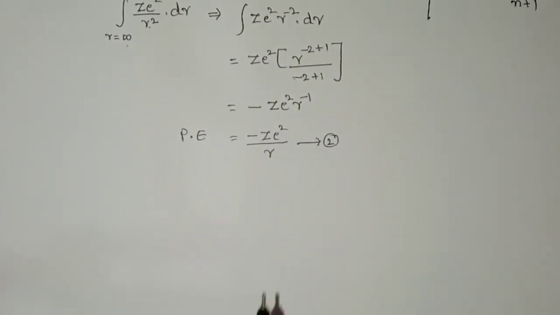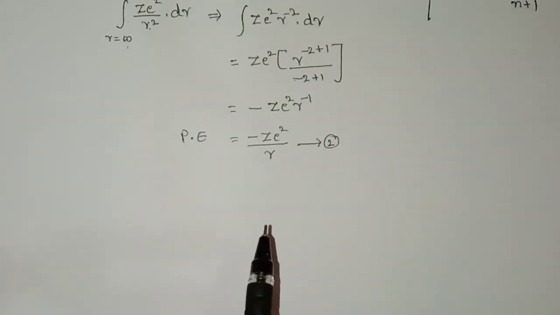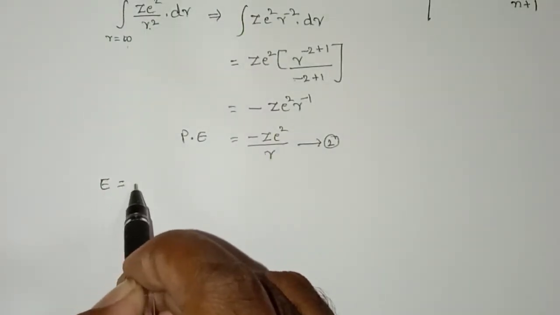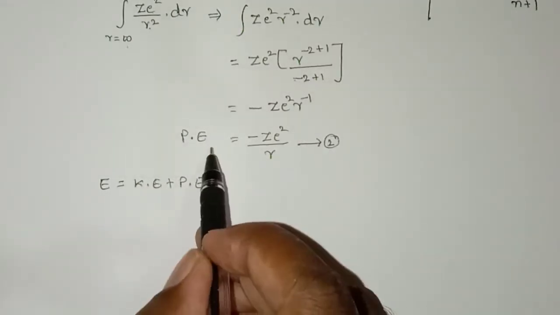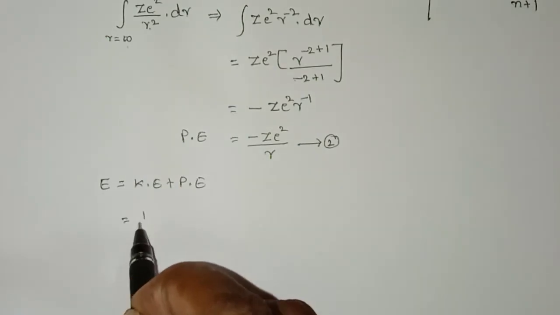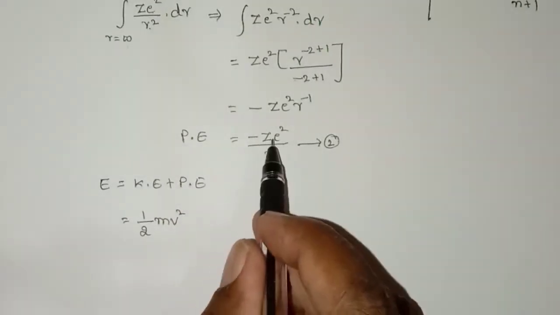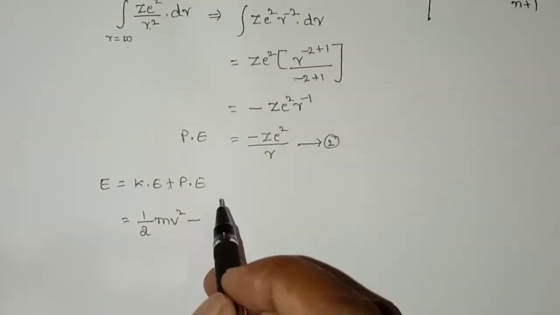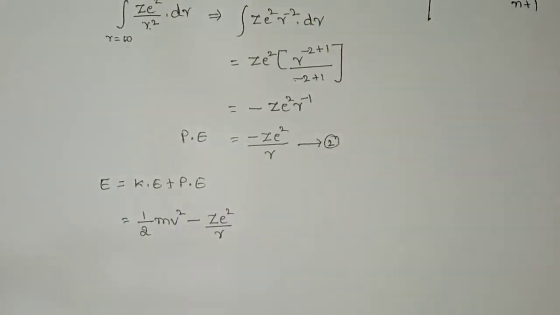Okay, and as we said, the electron is moving around the nucleus in a circular path, right? So before that, we have said that the total energy E is equal to kinetic energy plus potential energy. So here we got the value of potential energy, and the value of kinetic energy is known, that is half mv square, and potential energy is minus Ze square by r. Here we have the plus into minus, and the value of potential energy is Ze square by r. But here we should know the value of mv square.